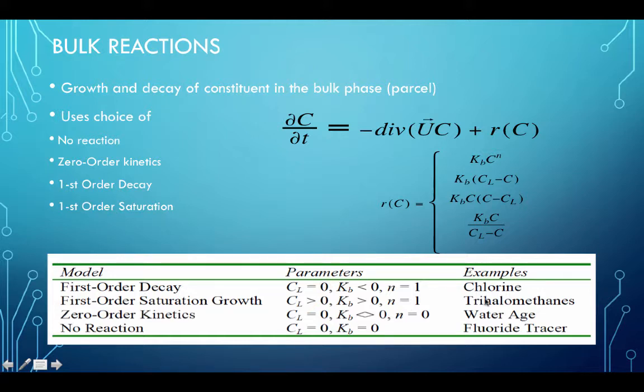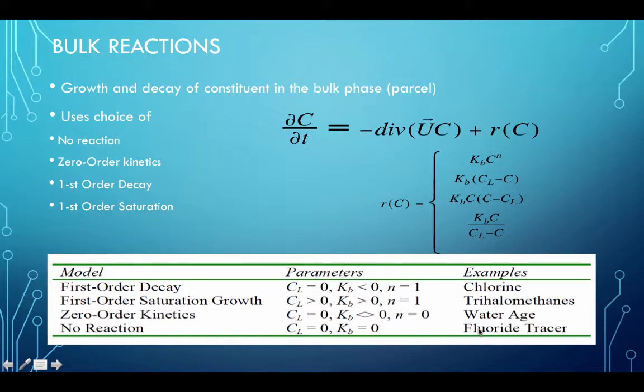An example of things that are modeled with these: first order decay is a model that would be useful for modeling an inactive disinfectant like chlorine. First order saturation growth suits trihalomethanes, which are a disinfection byproduct. Water age is the case where the exponent here is set to 0, and Kb is non-zero.